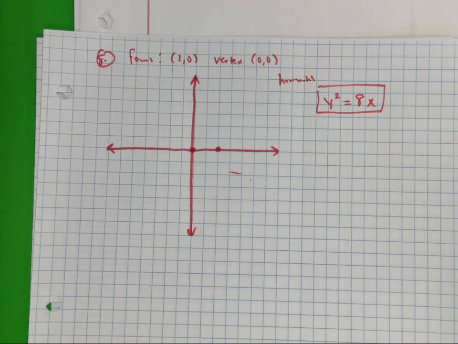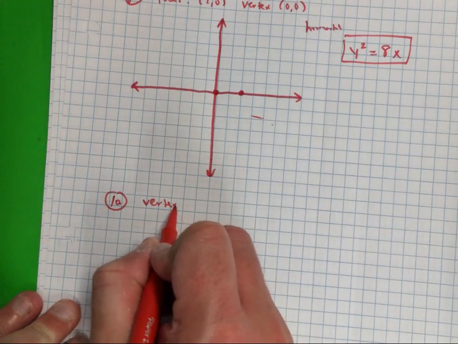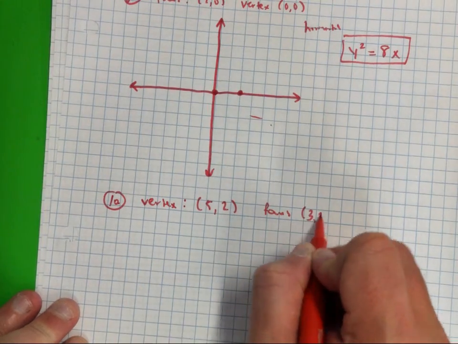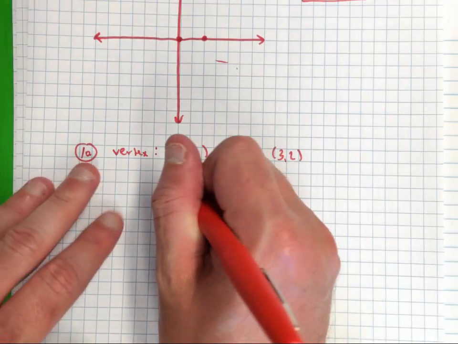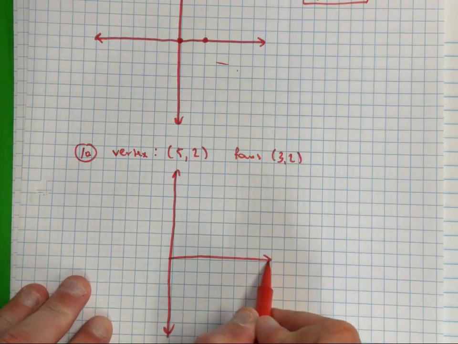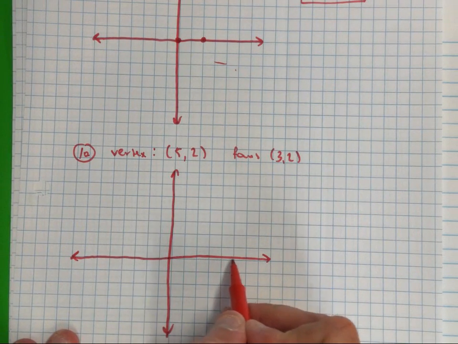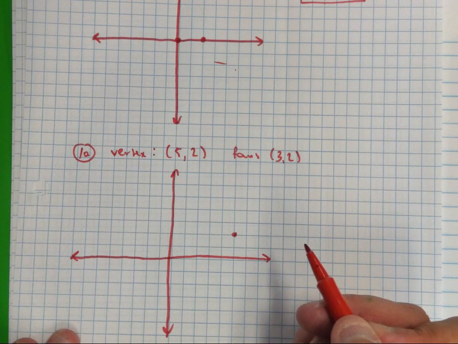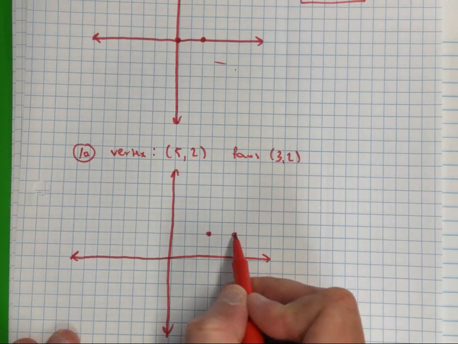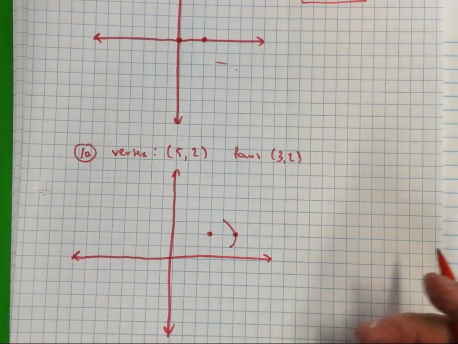Let's look, I'm not doing all these. Let's look at number 10. The vertex, 5, 2, and the focus, 3, 2. Let's graph and see what's going on. Vertex 5, 2. 1, 2, 3, 4, 5, up 2. My focus is 3, 2. So we're going something like this. I'm not going to draw it, but you know it's curving back that way.